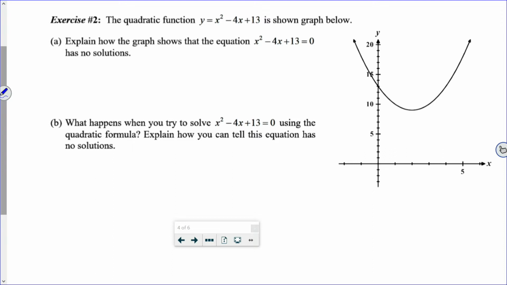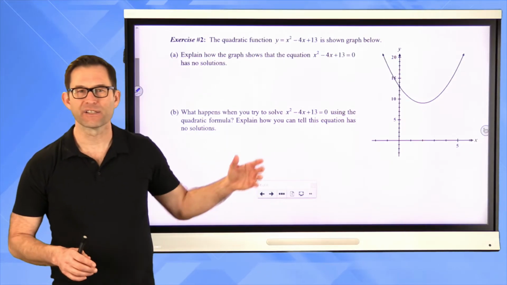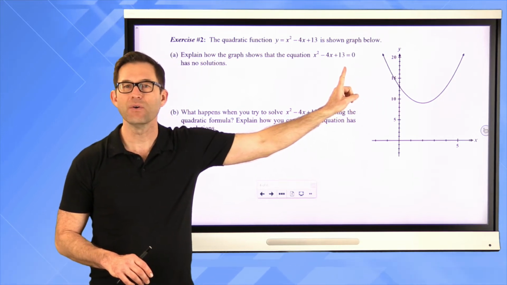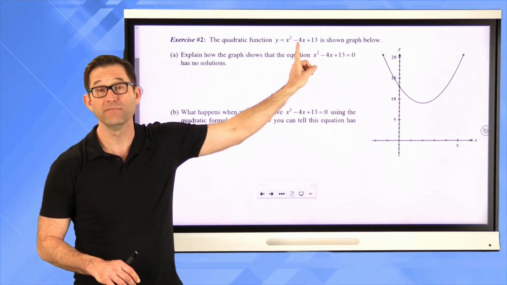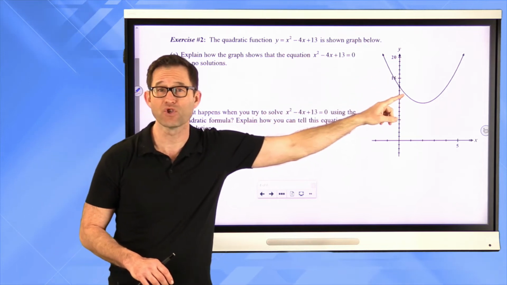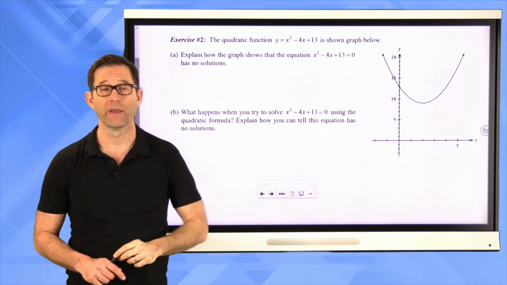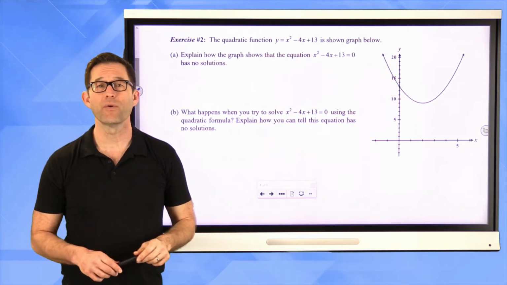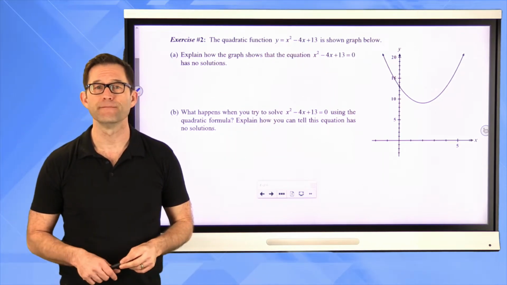Letter A. Explain how the graph shows that the equation x squared minus 4x plus 13 equals 0 has no solutions. So explain to me how I can tell that this equation has no solutions based on the fact that basically I've graphed a function that is based on that equation, or maybe this equation is based on that function. Pause the video now and think about this for a moment.